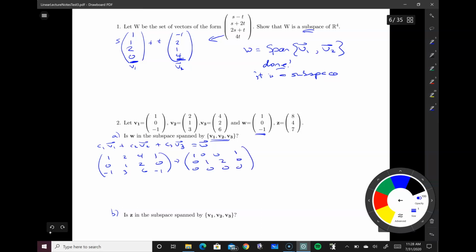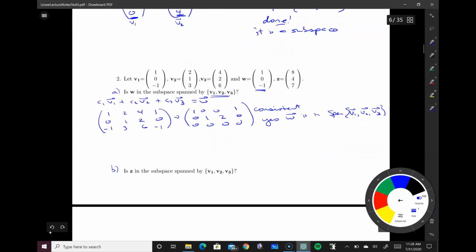Let's think about this. What I'm looking at is a consistent system. It's not asking me what the solution is, but I see I have a consistent system. So yes, W is in the span of V1, V2, V3.